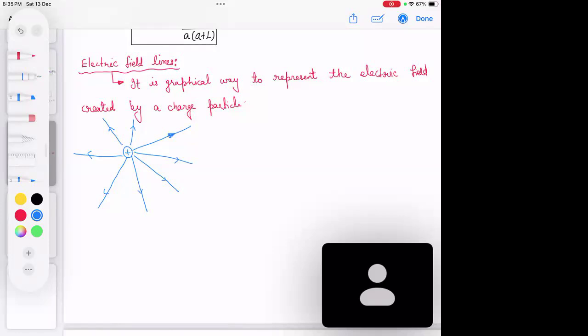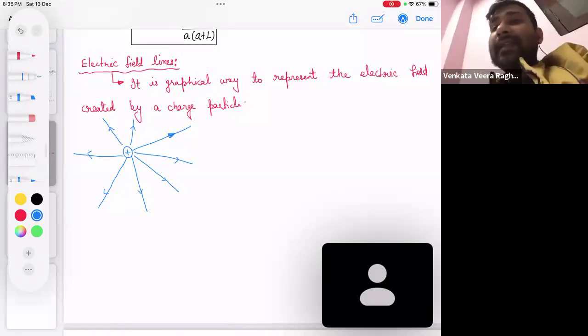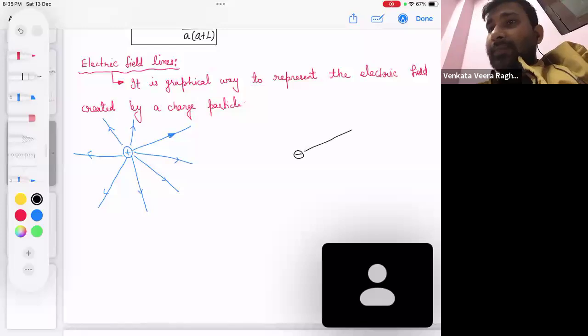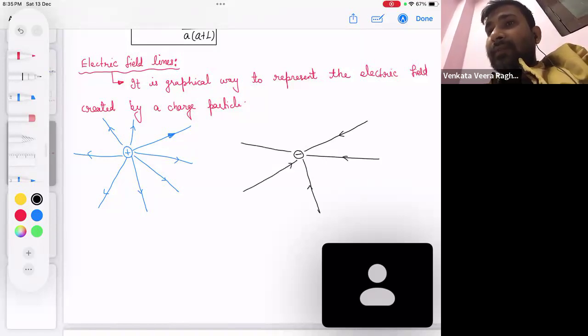Direction of arrow represents what? The direction of field created by the charge particle. And due to a negative charge, what direction will the field lines be? The negative charge creates the field towards it, isn't it? So for the negative charge particle, if I draw the field lines, how will it be drawn? It will be drawn towards the charge particle.